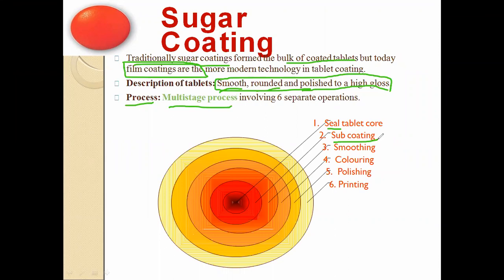Then the core has a rough surface which is obtained in the subcoating. In the next step, that is smoothing, we go for rounding, that is, to prepare the smooth surface. Then coloring is done, then polishing, and then if required, you go for printing.